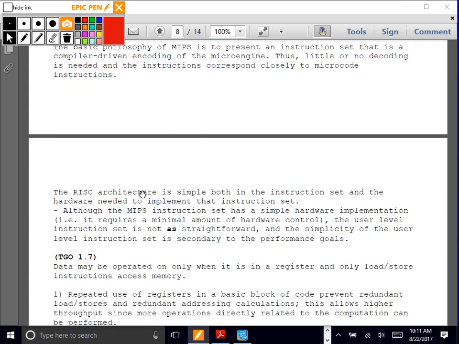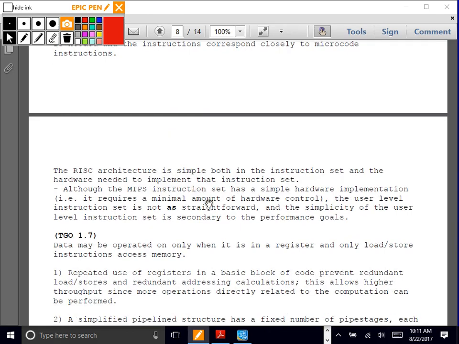Actually, the next paragraph happens to be the answer to your question. The RISC architecture is simple in both the instruction set and the hardware needed to implement the instruction set. The basic philosophy is that we're taking some code in, and we need to compile the code. That's the compiler-driven encoding of the micro engine, and then run it with high performance and low area. So it needs to be relatively simple, and it needs to be able to run fast. That's why we have low-to-no decoding. It needs to be compiled, and then run right in the machine.